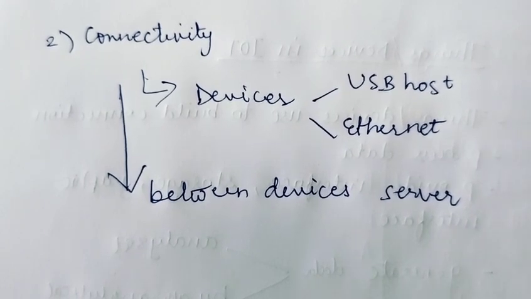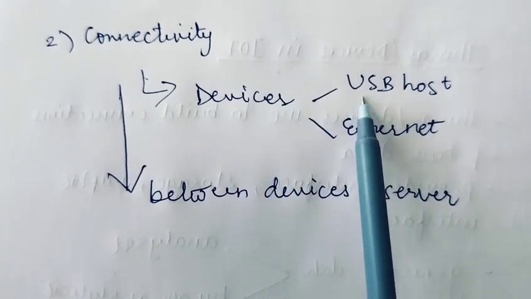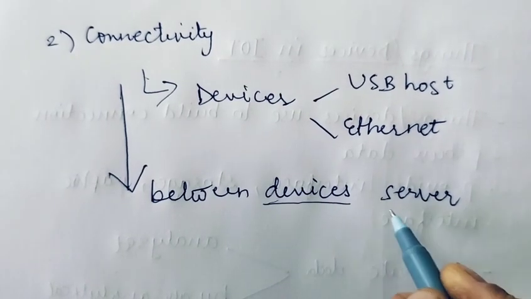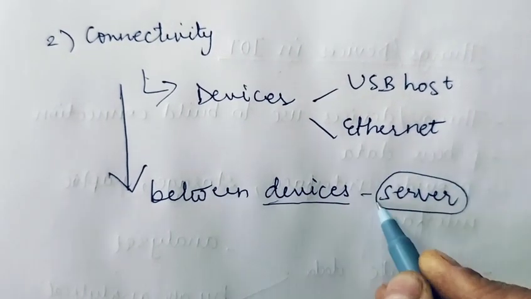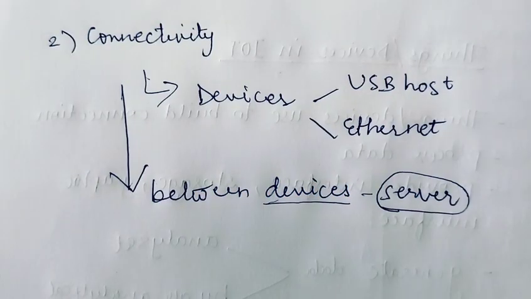So to have this connectivity, what kind of devices are used? You use USB host and Ethernet to provide connectivity between the devices we have discussed and the server, because the server is the location where all the data is stored, right? All the data is stored and accessed through servers. So that's why you need connectivity between the devices and the servers.